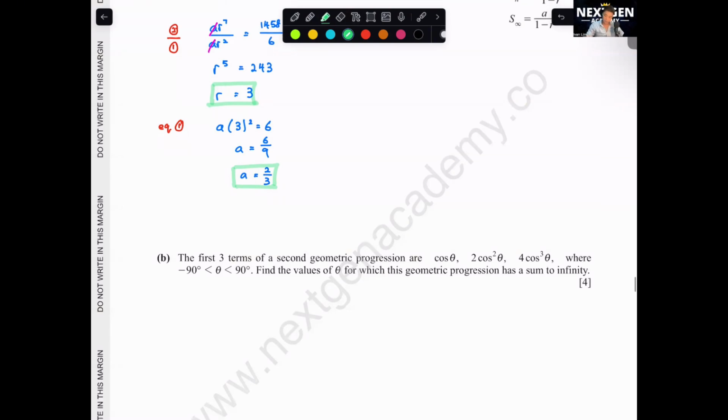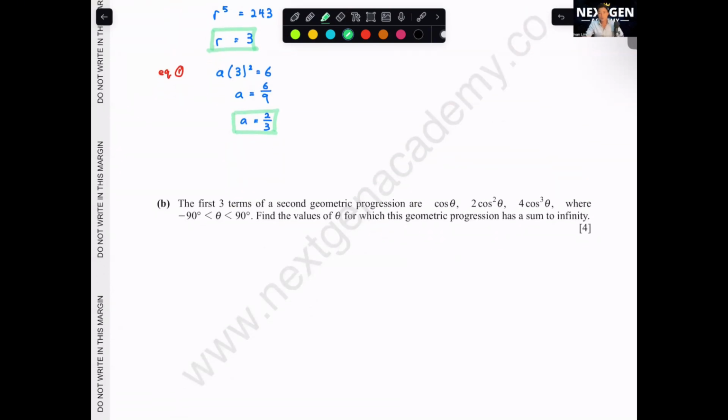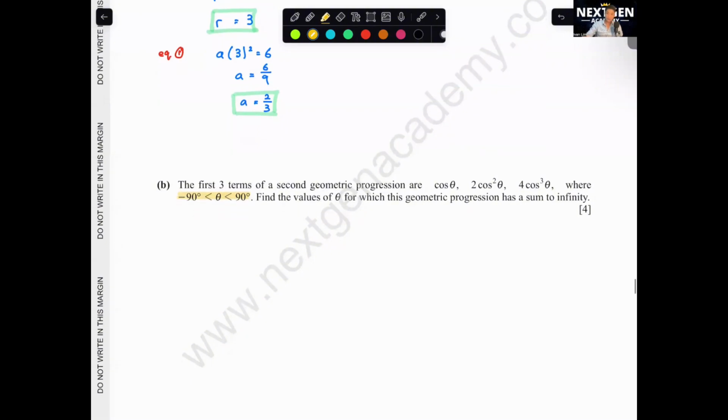Okay, so how do we do this? What is the range of values over here? Anyone got this answer here? What is this sum to infinity first?